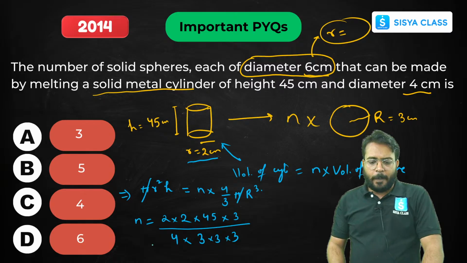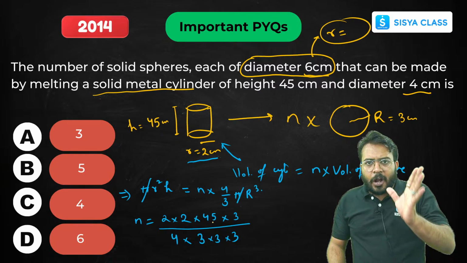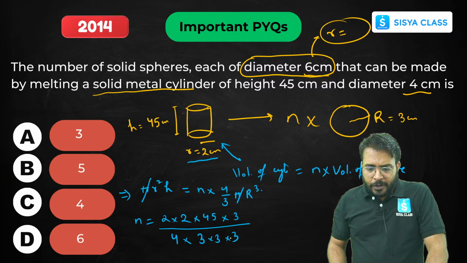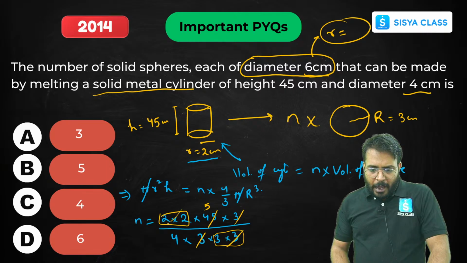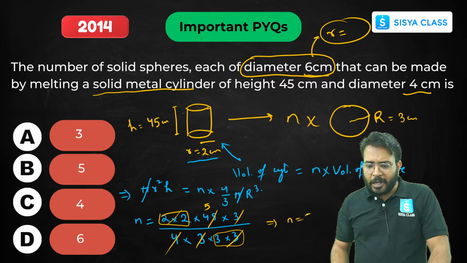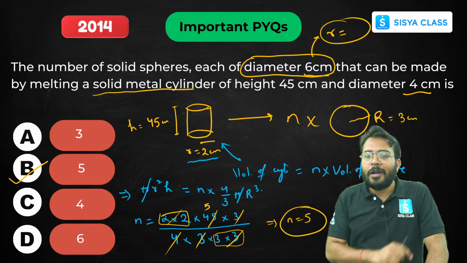Now, can we solve this? Fine. So 3 into 3 means 9, 9 into 5 means 45. 3 and 3 will get cancelled. 2 into 2, 4, and 4 and 4 will get cancelled out. So the value of n is nothing but 5. Value of n is going to be 5. Yes or no? That means option B is going to be your correct answer.